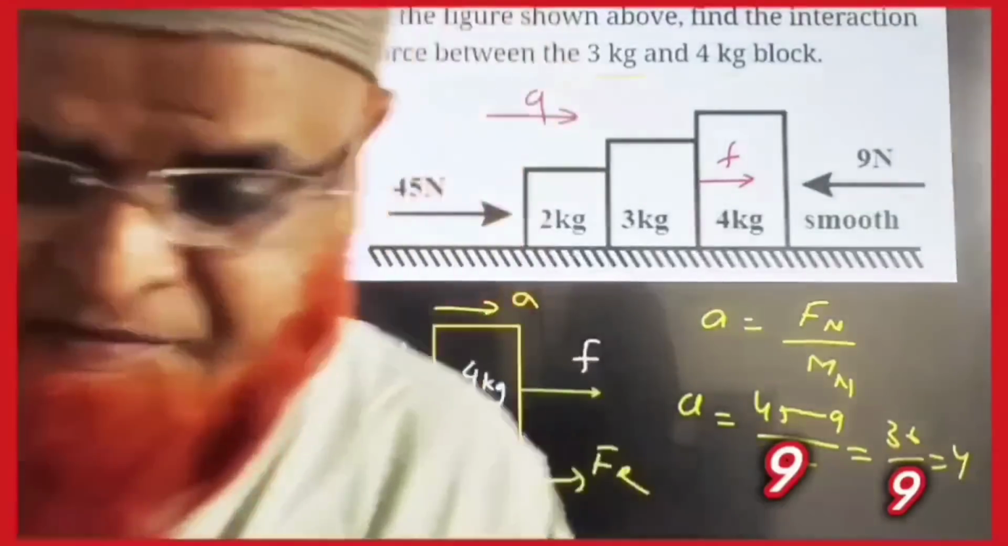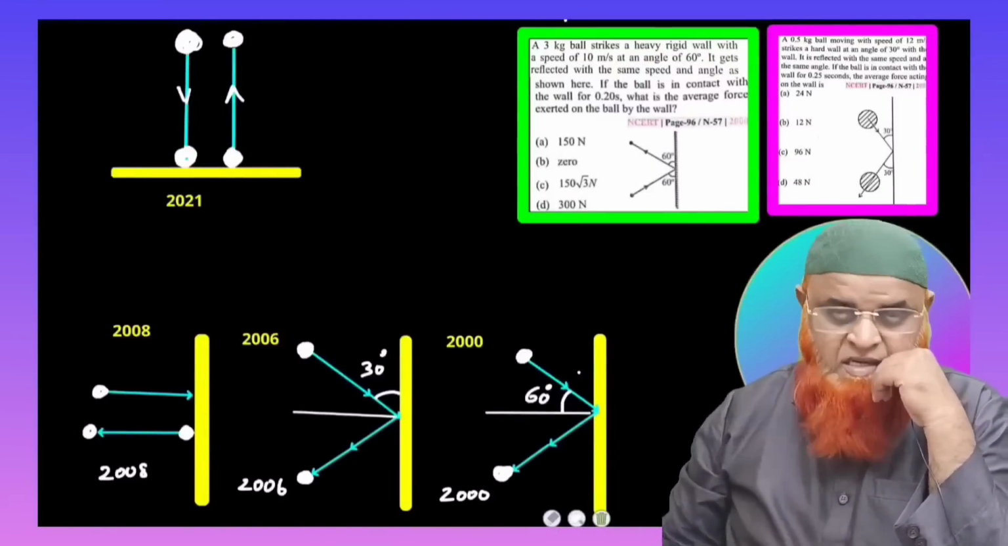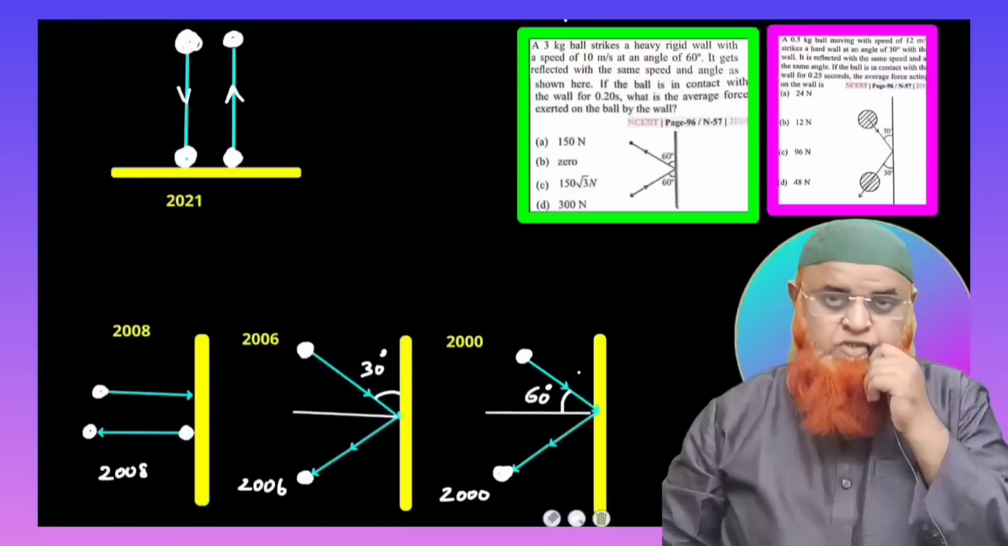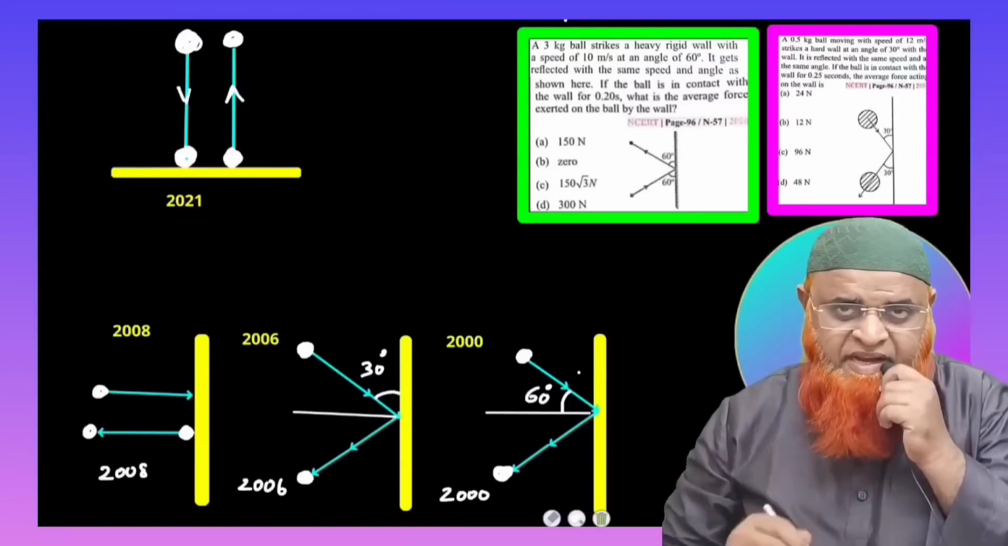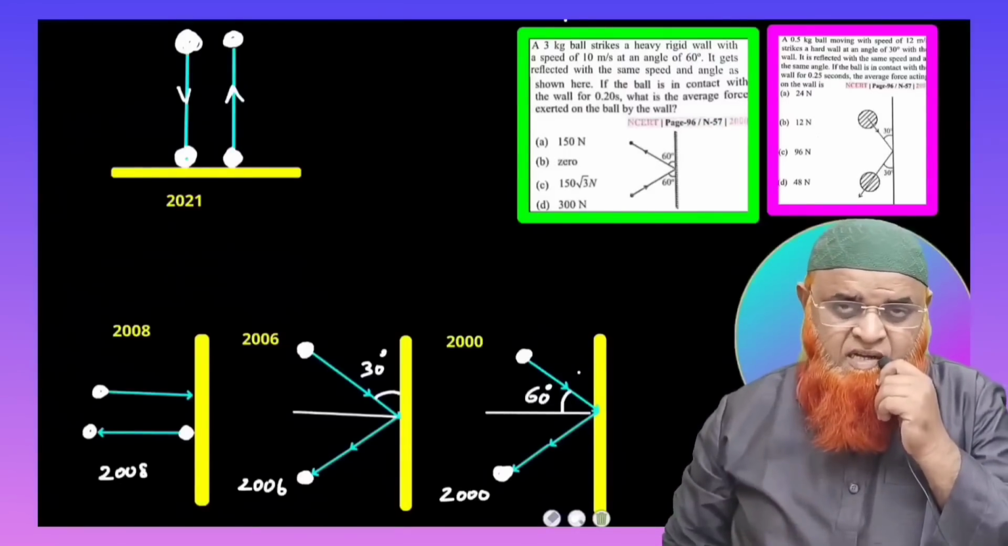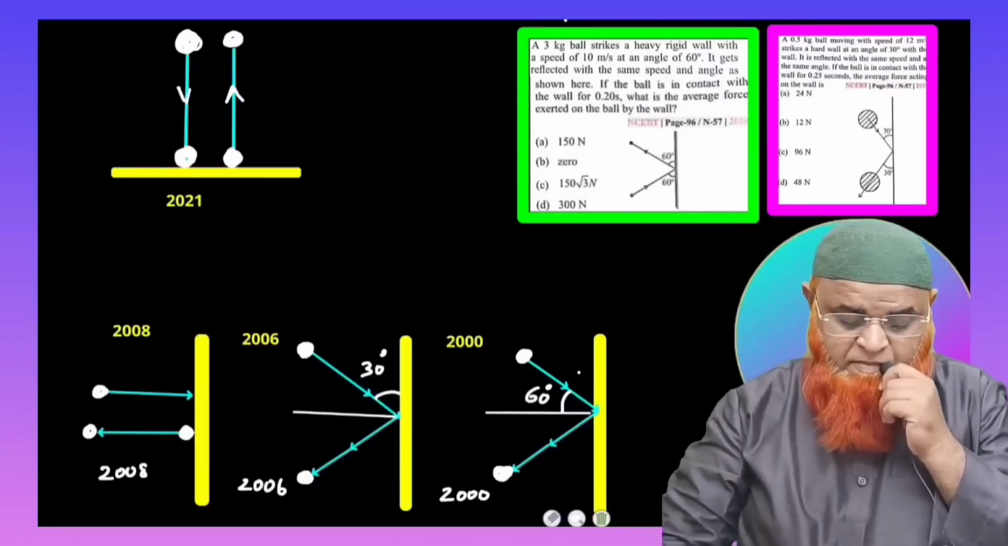My dear students, this type of problem has been asked continuously in NEET: 2021, 2008, 2006 and 2000. So this model has been repeated four times. This is the concept of impulse, so I would like to discuss the concept of impulse here.